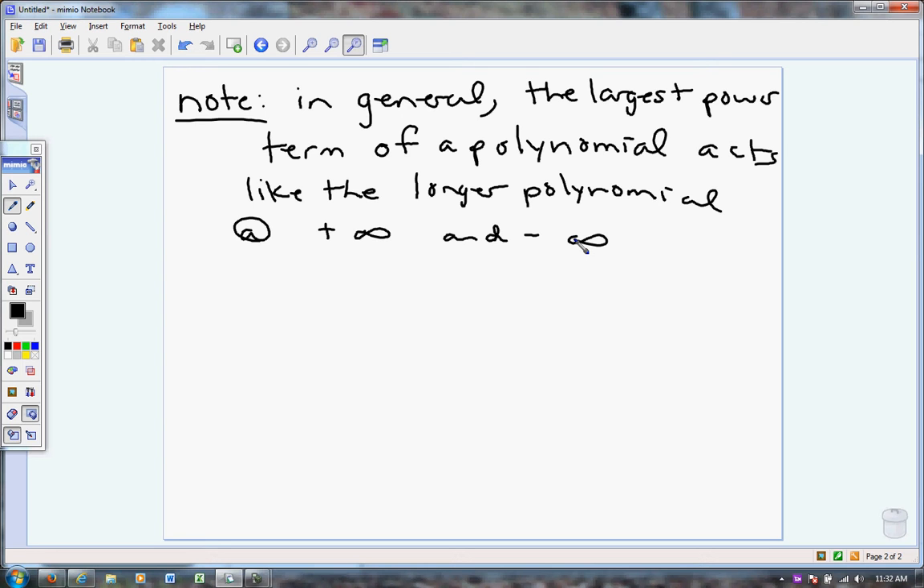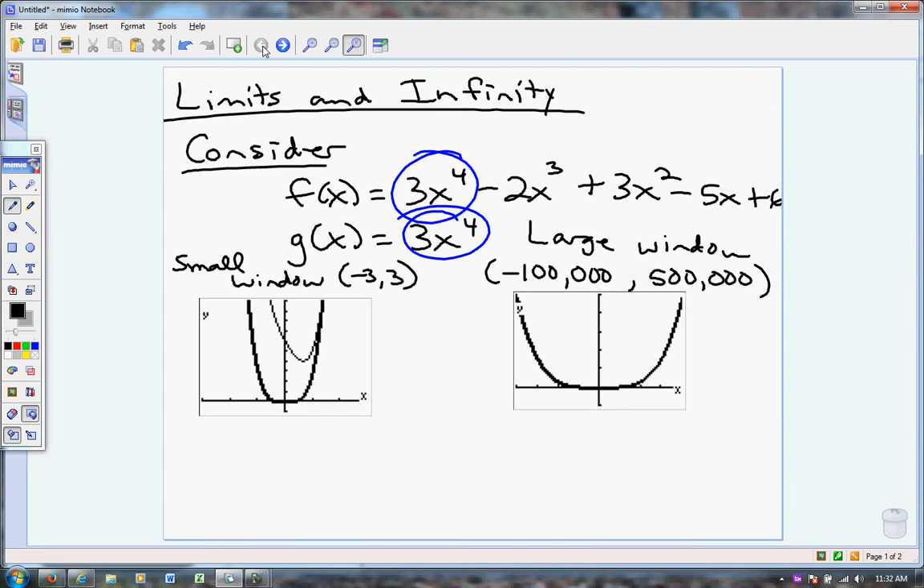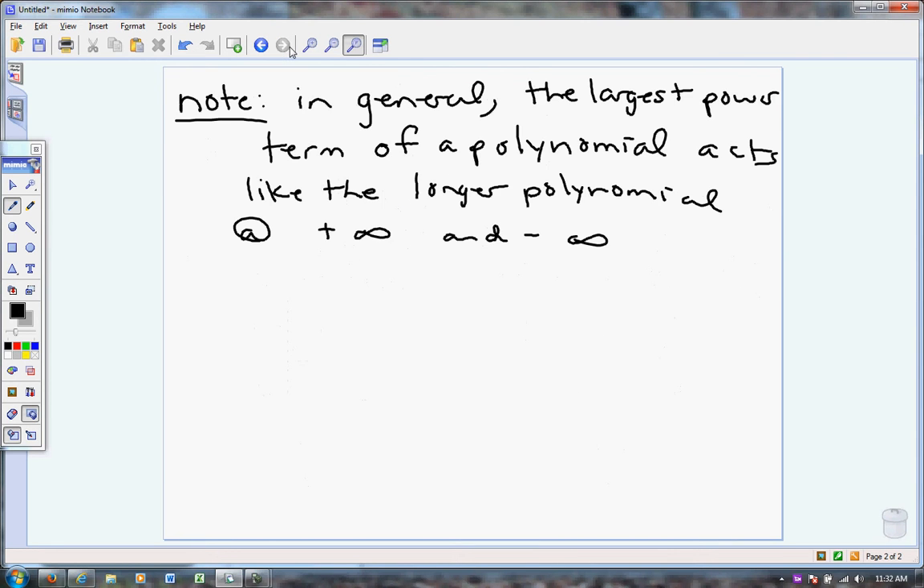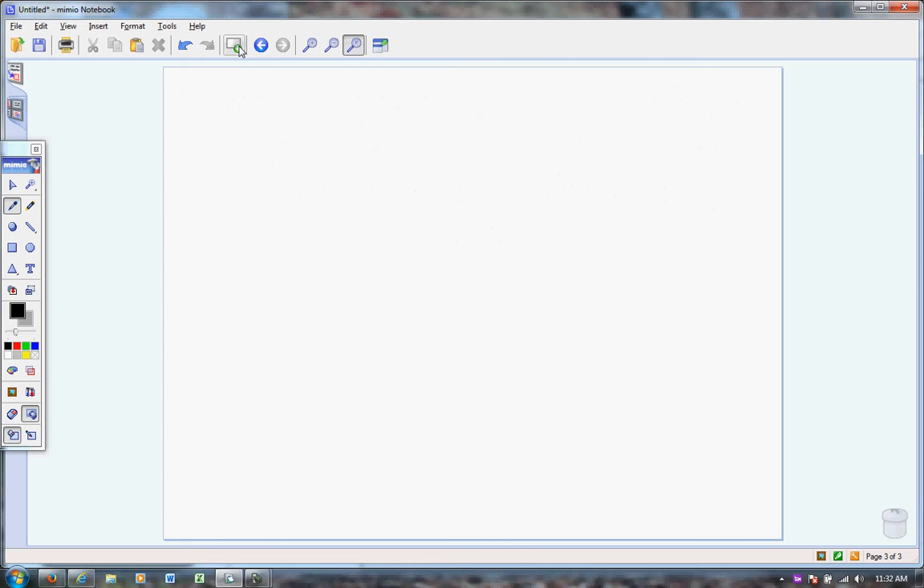Okay? So, if we go back to what we saw on our first example, we saw that when we were at small values, we had two distinct functions. But when we went to large values, they looked exactly alike. So how does that help us? You're going to like this. This is a way that our life is made easier by this concept of an end behavior model.